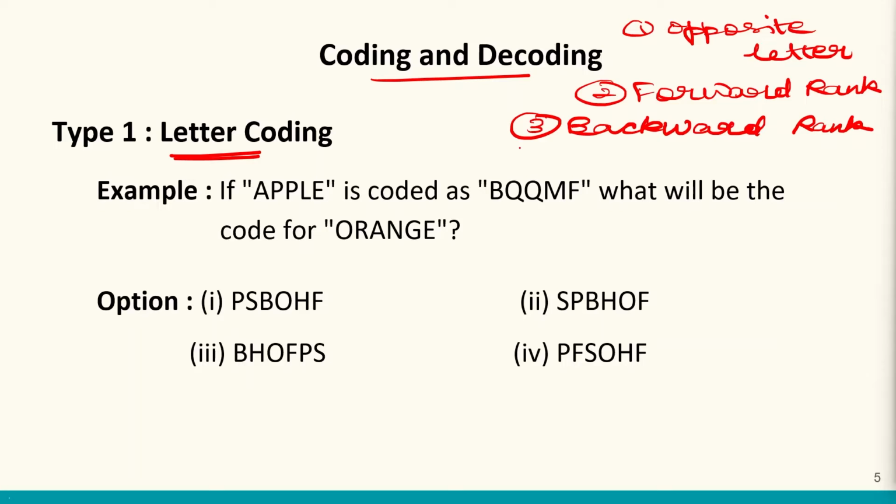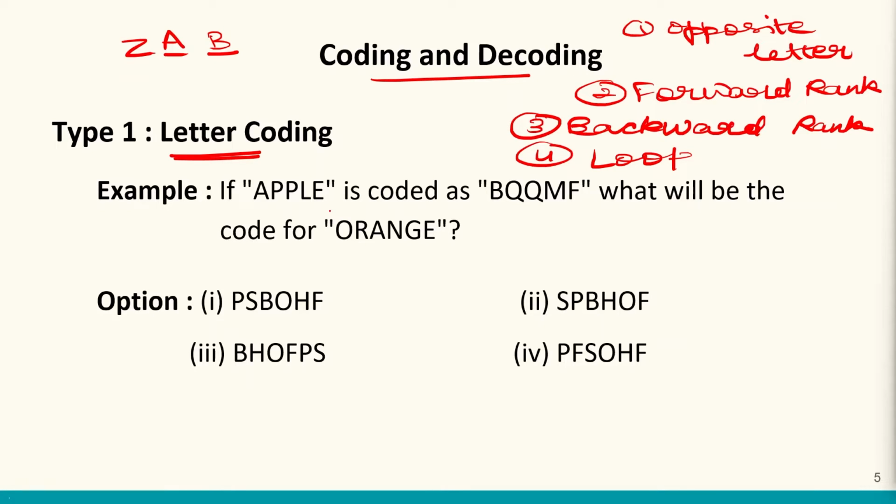Then the fourth was looping, or loop. Loop means that if I have to go two positions forward from Z, I'll go back to A. I'll start again from A. This is called looping. So these are very important to understand coding and decoding.